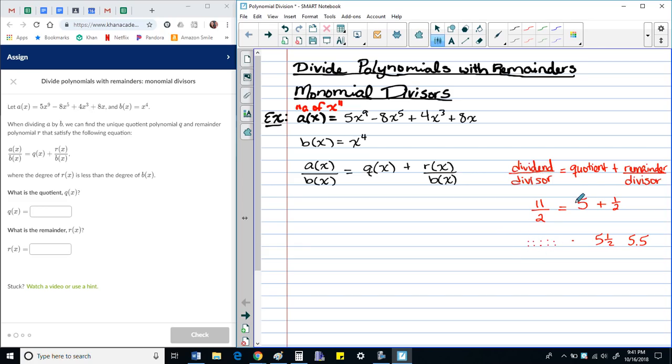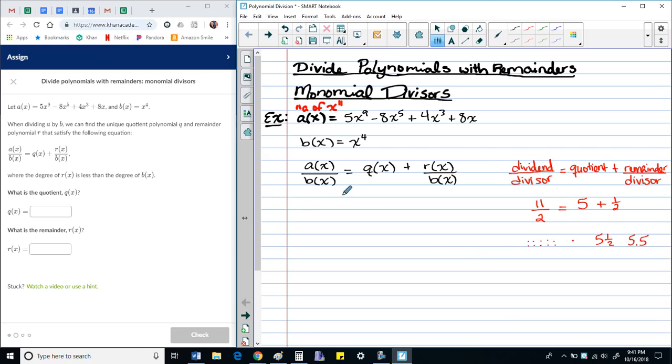We get 5 groupings of 2. And then half of a grouping, or 1 over 2. All right, so that's the quotient. That's the big guy. That's the main point. And then this is the remainder. That's the little leftovers, okay, divided by the portion of the divisor.